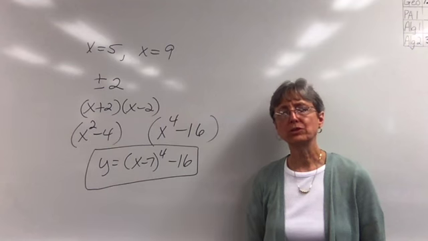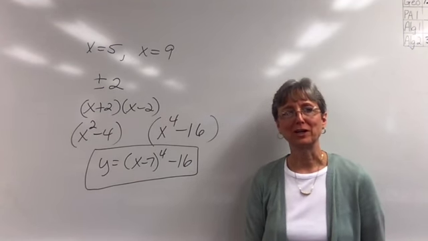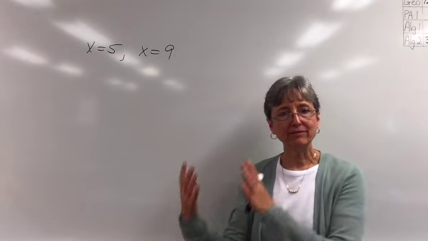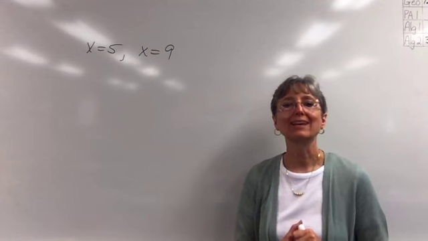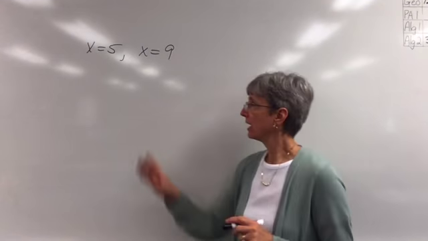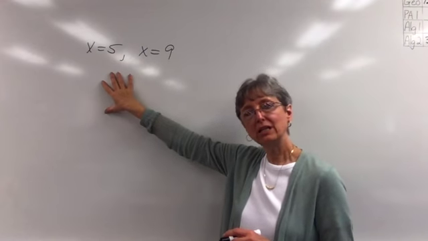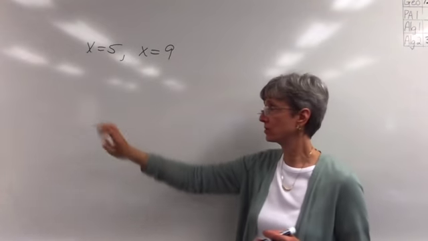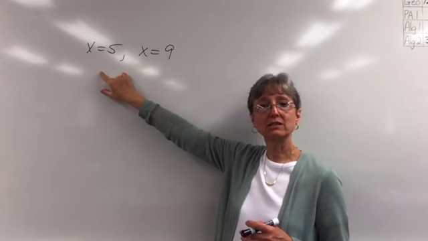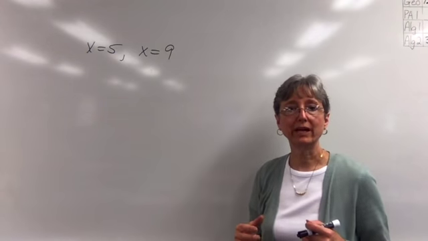Now I thought that was complicated and somewhat difficult. So let me show you another way. Instead of having to find the parent function and then use translations or transformations, let's just use algebra. If I know I have these two zeros, then from these I can get their factors. Remember, the factors are x minus the zeros. So this would be x minus 5 and this would be x minus 9. Those are two of my factors.